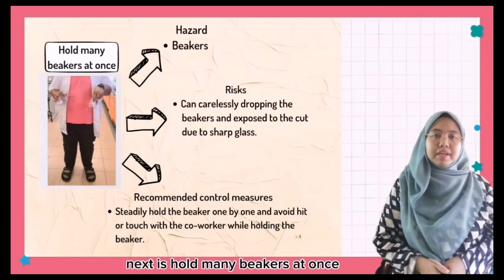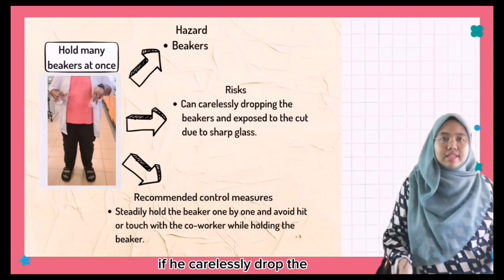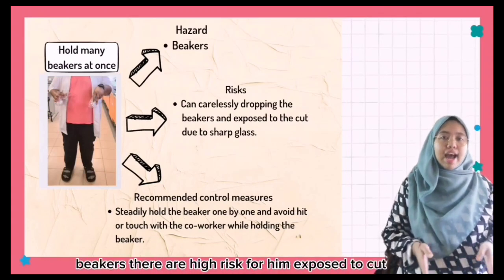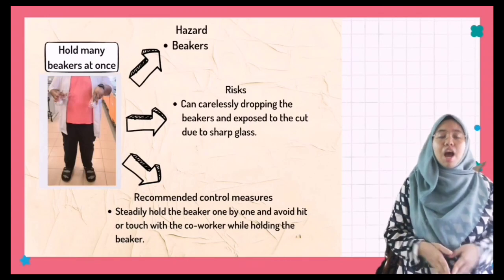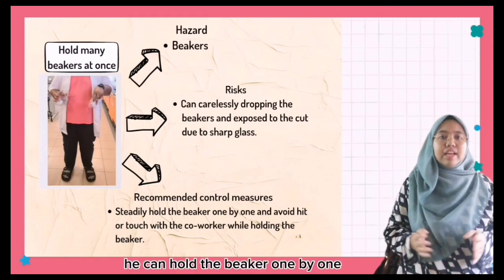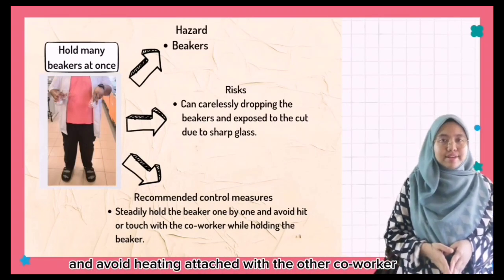Next is holding many beakers at once. The beaker itself is the hazard. If he carelessly drops the beakers, there is a high risk of him being cut by the sharp glass. So what are the control measures? He can hold the beakers one by one and avoid hitting or touching other co-workers.